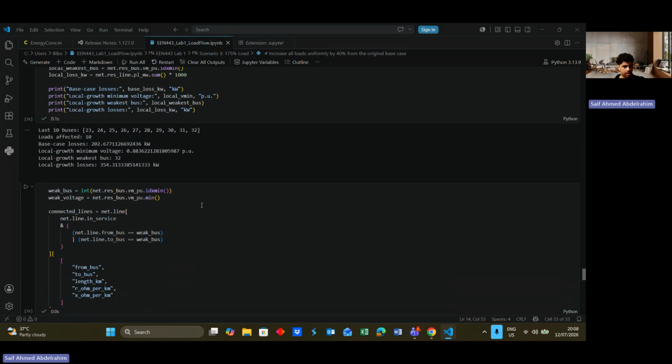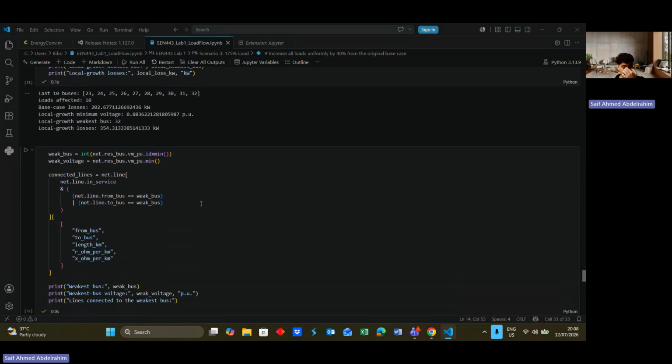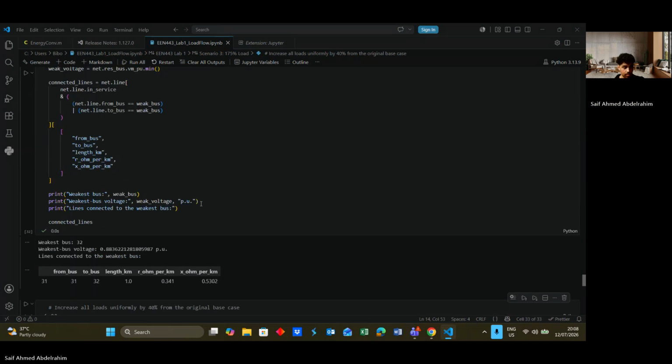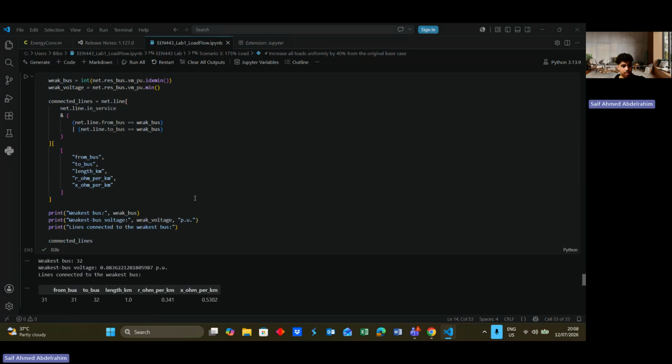So we move to the next challenge, which was the weak bus investigation. Bus 32 is supplied directly by line 31, which connects bus 31 to bus 32. Bus 32 became the weakest bus because it is located at the end of the feeder. The current must pass through several line sections, so resistance and reactance create cumulative voltage drops. The concentrated downstream load also increases current through the upstream path, causing an even larger voltage reduction.